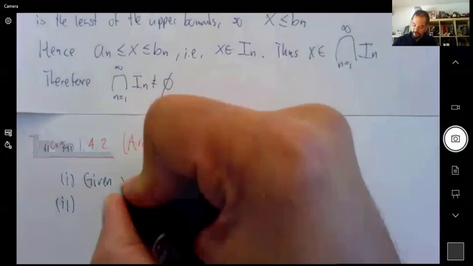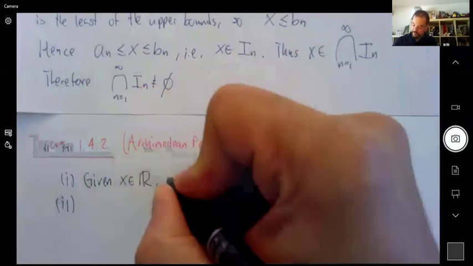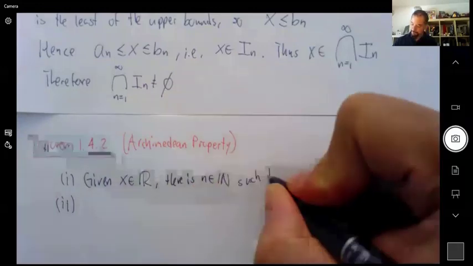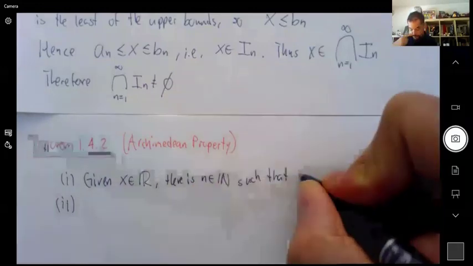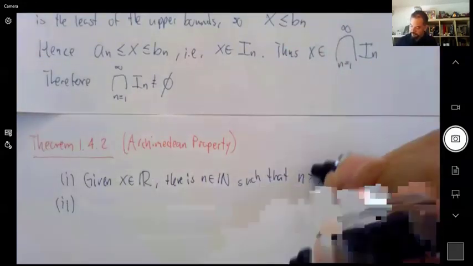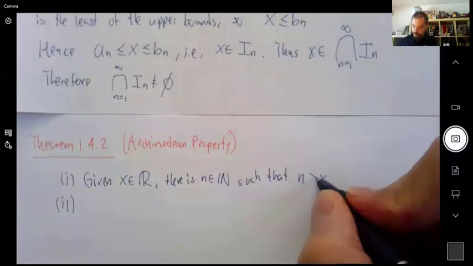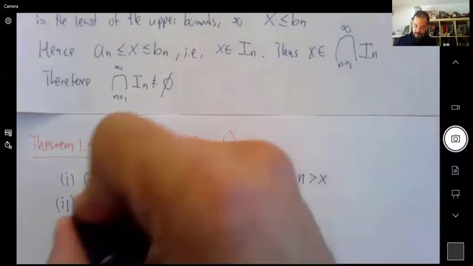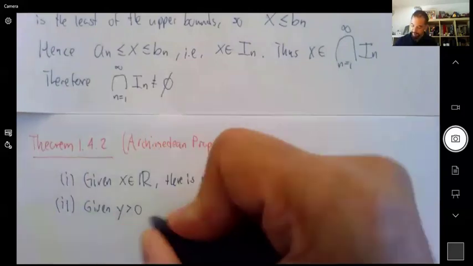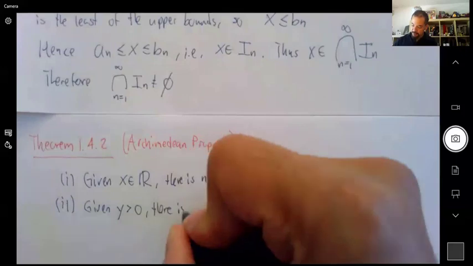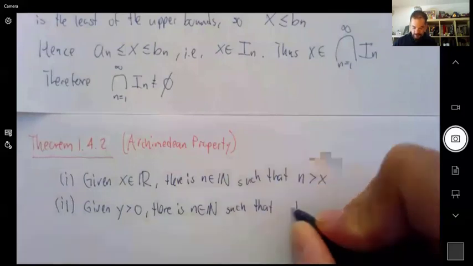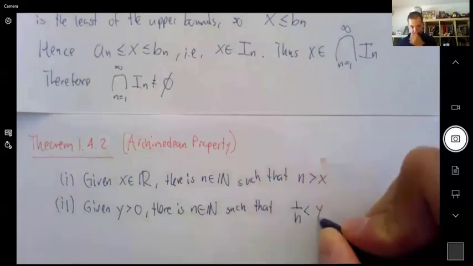Given a real number x, there is some natural number n such that n is bigger than x. It says strictly bigger, not that it matters, but I'm just going to write it as it is in the book. And the second one says, given y greater than 0, a real number, there is again a natural number n such that 1 over n is smaller than y. Okay.